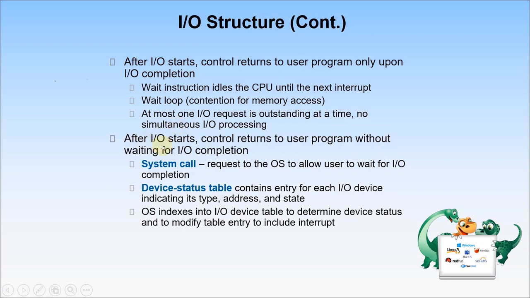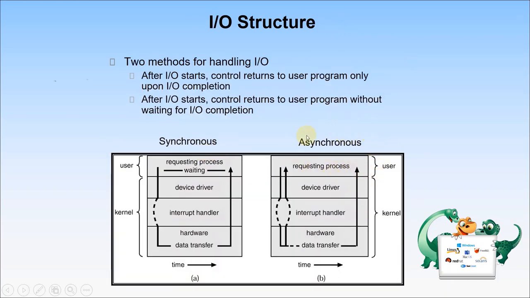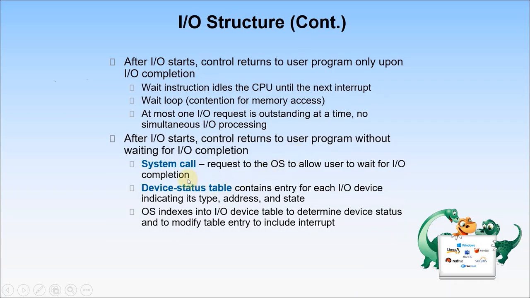Now, after the I/O starts, control returns to the user program without waiting for the I/O completion. So that is our asynchronous here. We have what you call a system call, a request to the OS to allow users to wait for the I/O completion. And then you've got the device status table, which contains an entry for each I/O device, indicating its type, address, and state. The OS indexes into the I/O device table to determine device status and to modify the table entry to include the interrupt.